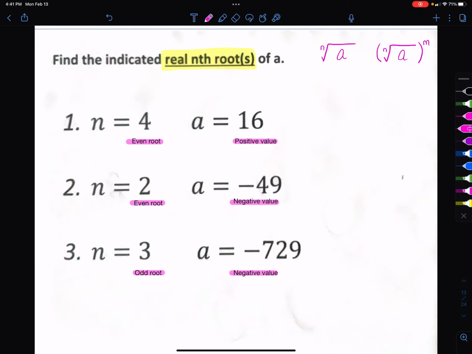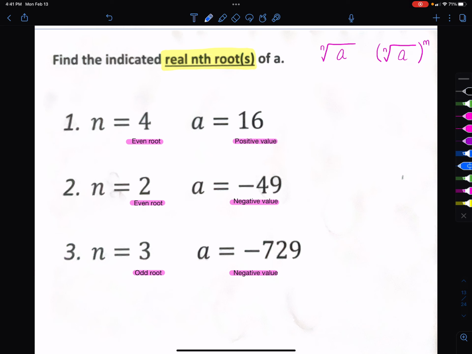Now, on numbers 1, 2, and 3, they are asking us to find the real nth roots. This is when we talked about how it could have a plus or minus in front of it. When the index is an even number, we're going to consider plus or minus. If the index or the root, either one, if the n value is an odd number, we're not going to consider plus or minus. We're just going to stick with the sign that it came with.